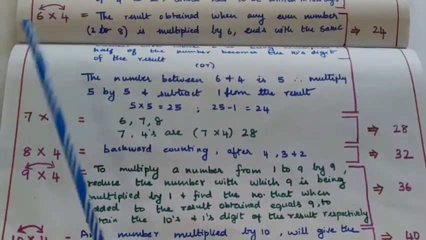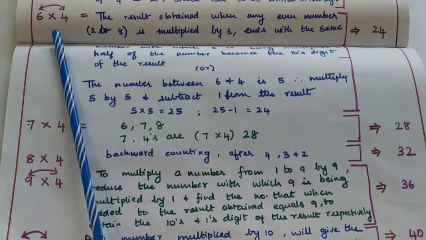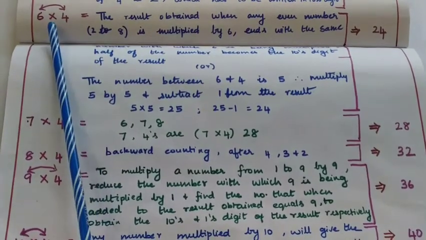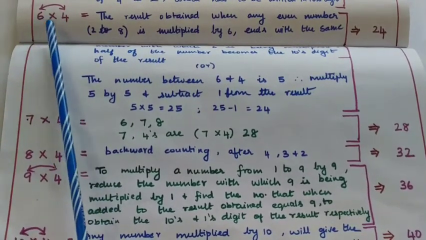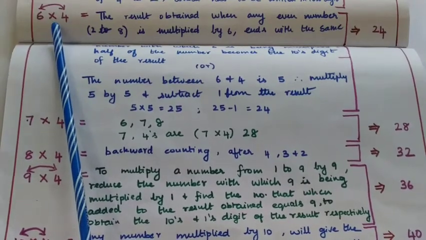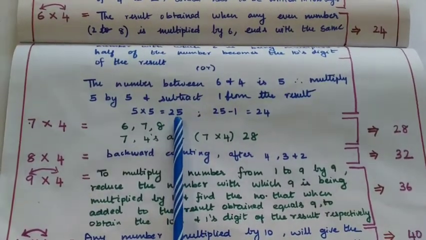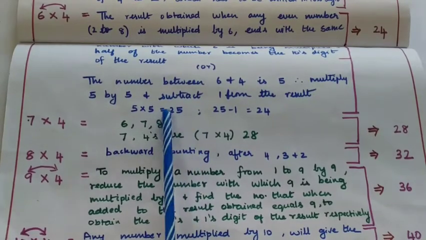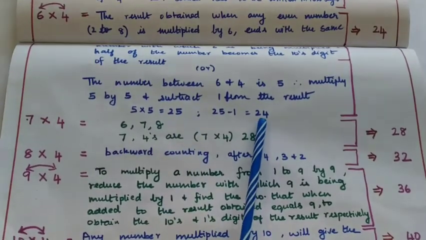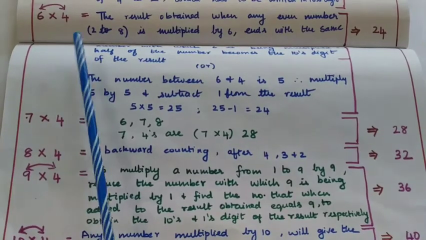There is one more trick to memorize this row of table 4. There is only one number in between 4 and 6, which is 5. So you need to multiply 5 by 5 to obtain the result, which is 25, and take away 1 from this 25 to obtain the result 24, which becomes the result of 6 into 4.